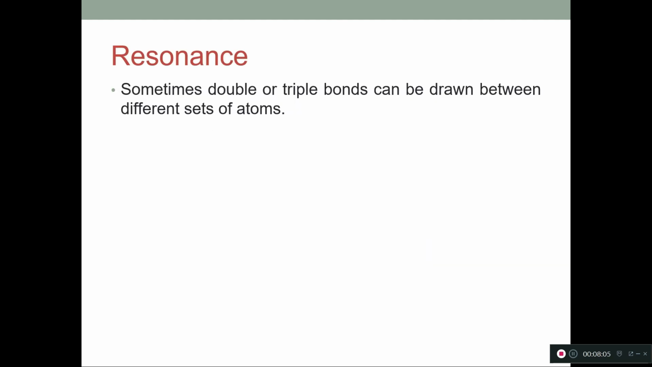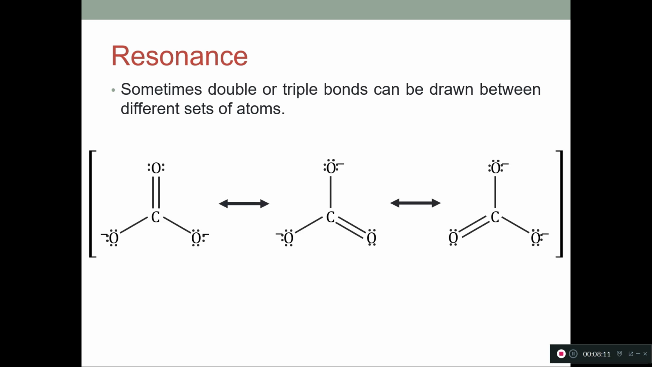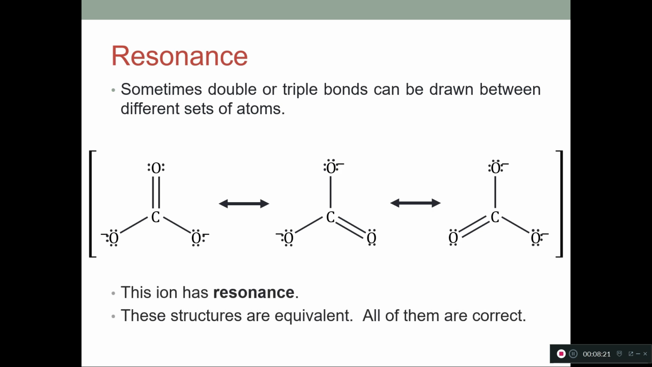And what we see is that we can have what are called resonance structures for this carbonate. So there are 3 possible ways we could have drawn this, and all of them are equivalent, and these are called resonance structures of each other. So the ion has resonance. We're not really going to get into the quantum mechanical interpretation of this, but we can say that these are all equivalent, and so all of them are correct.